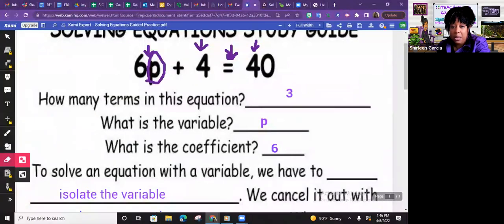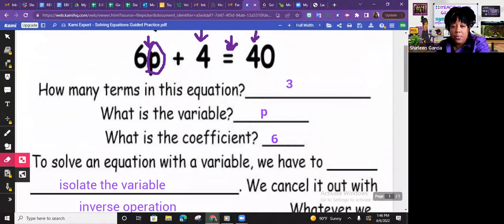All right, so last week, we introduced this equation. It's an equation we know because it has an equal sign. 6p plus 4 equals 40. We have no idea what p is. It's a variable. We have to isolate this p to figure out what p represents, okay? So how many terms are in this equation? Last week we said 3. 6p is one term, 4 is one term, and 40 is one term. 1, 2, 3.